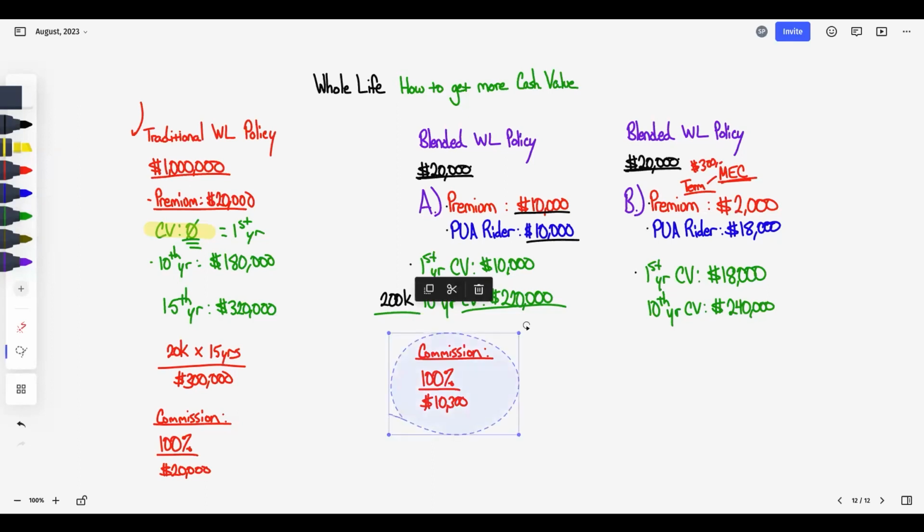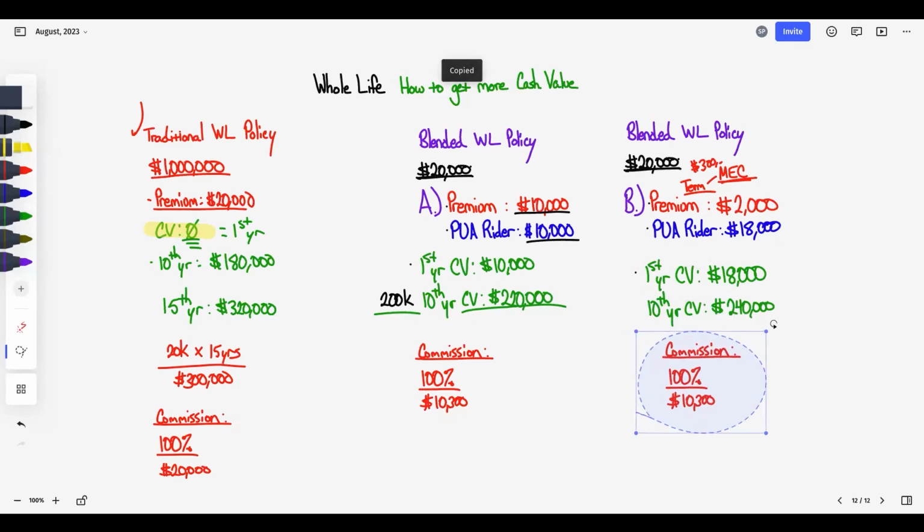What's also happening here? Commissions being reduced. And this is important to note. I don't always like to talk about this just because it can be a sensitive topic sometimes. But the question that comes up with this, when I'm interested in a whole life insurance policy and I want cash value, is this.